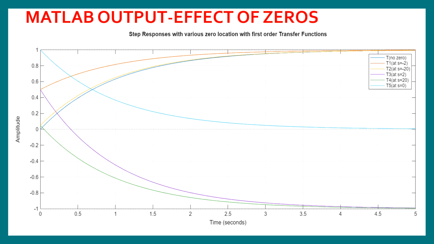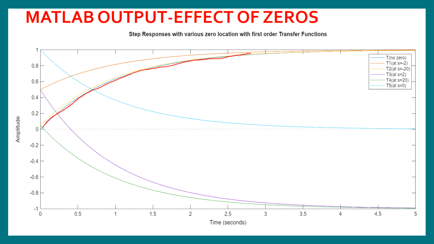Here 6 plots have been shown: 1 with a zero at the origin, 2 with zeros on the LHS, 2 with zeros on the RHS, and 1 without any zeros. The first plot, blue, is the graph of the given first order system without any added zeros. The graph starts at the initial value, gradually increases and settles at the final value. Now let us consider s = -2, as it is close to the origin.